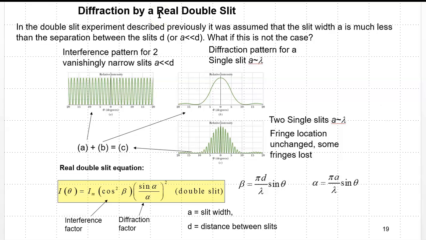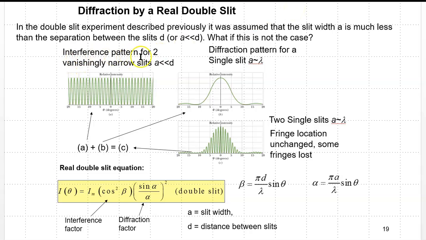We sort of waved our hands at what the double slit diffraction pattern looks like. Reality is a lot more complicated than that. In the double slit experiment described previously, it was assumed that the slit width was much less than the separation between the slits. In other words, a is much less than d. What if this is not the case? And that's usually what it is: not the case.